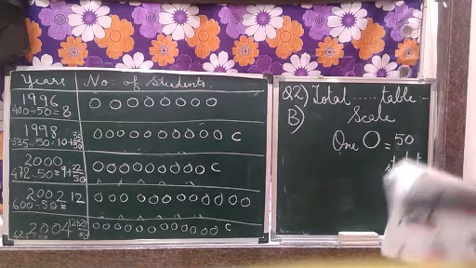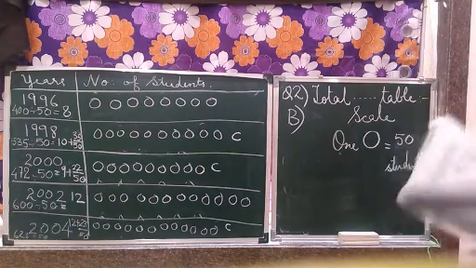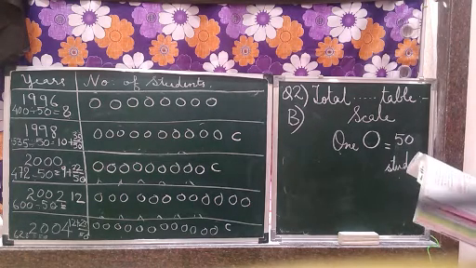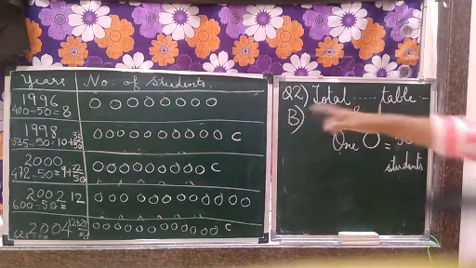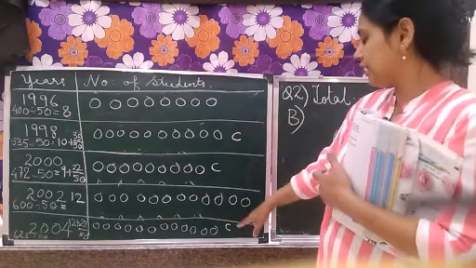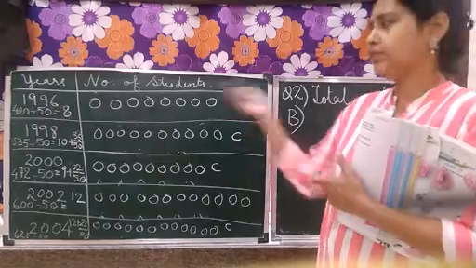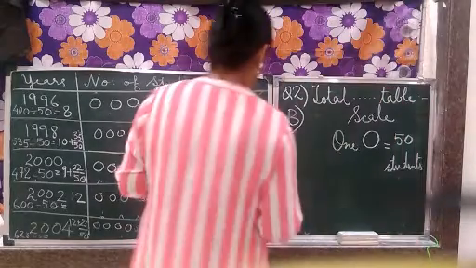Are there any questions and answers? 9.2. Which pictograph do you find more informative? So which pictograph is more informative, children? I believe this pictograph is more informative because easily we can understand what can be the number of students in a particular year. Okay. So answer will be second.